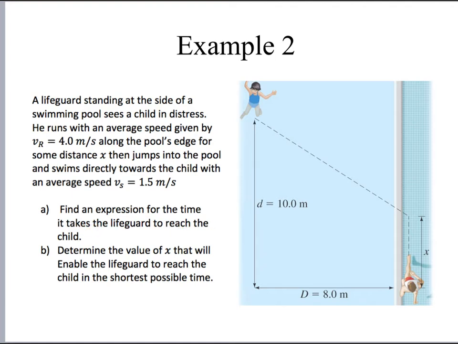And so the problem is, one, find an expression for the time it takes for the lifeguard to reach the child. And then two, determine the value of x, the distance run along the pool, that will enable the lifeguard to reach the child in the shortest possible time.